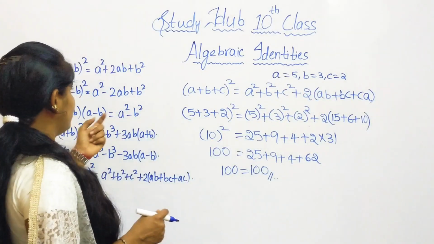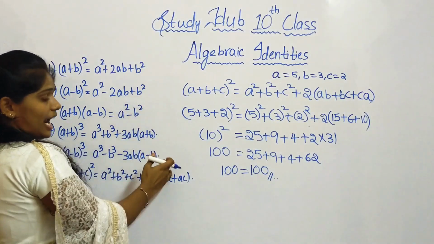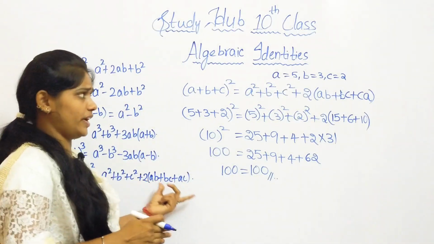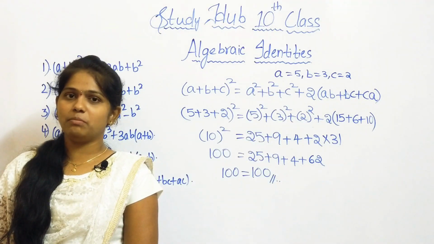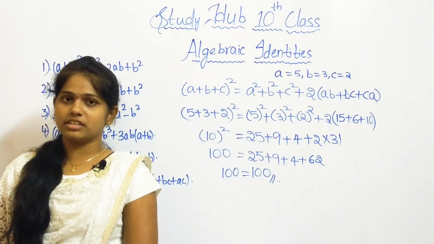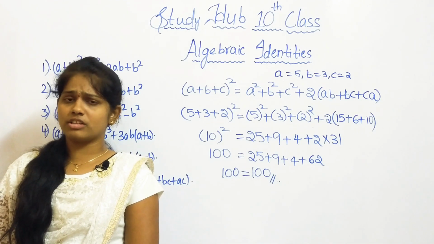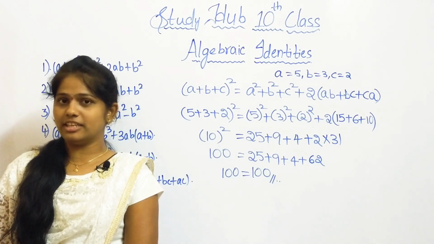So we can say that these are the algebraic identities which can be satisfied for any value. So these are some of the important algebraic identities. We will discuss some more concepts of algebraic identities in the next video.